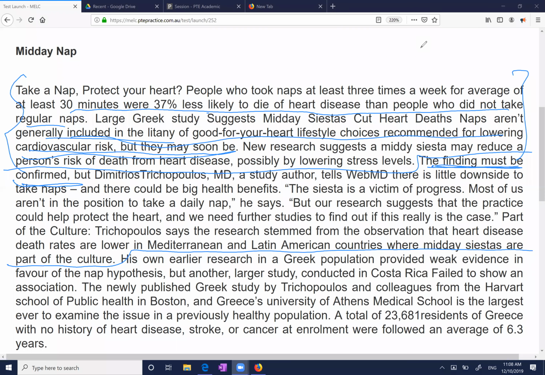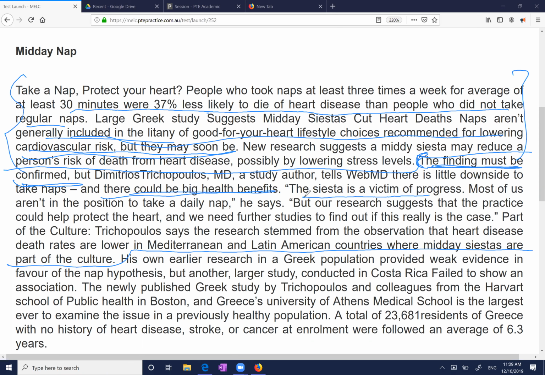So as we were discussing, the first half talks about how a nap, when taken according to a study, decreases your risk of death by heart disease because it lowers the stress. This is what the first half of the paragraph is saying. The second half of the paragraph is saying the finding must be confirmed. There could be big health benefits. There could be, means there is a possibility.